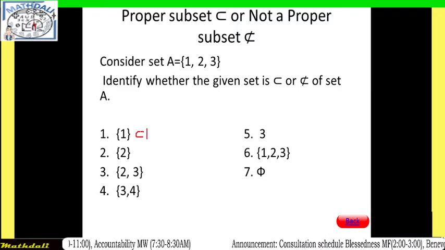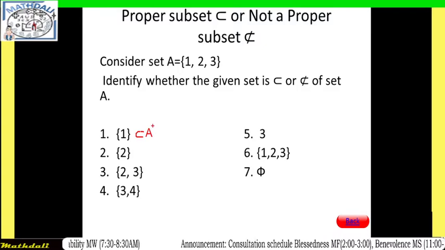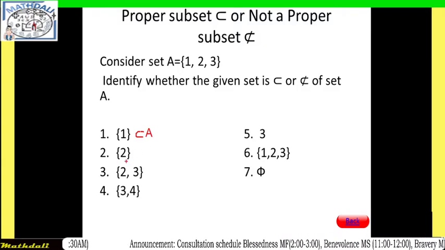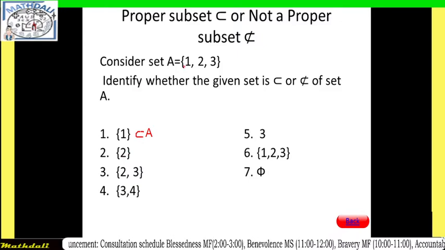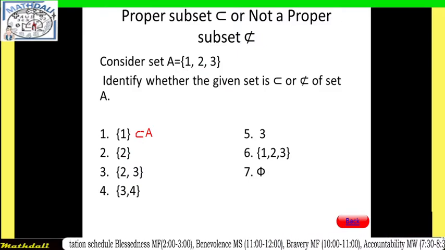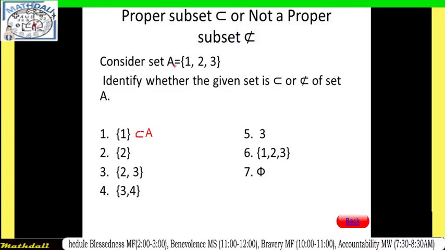Lagay natin. That is a proper subset of set A. Okay, next, number 2. How about this set containing 2? Okay, yung set na to, may element na to. Itong element na to, makikita rin ba sa set A? So, andito yung 2. Ibig sabihin, subset siya. This set is a subset of set A.